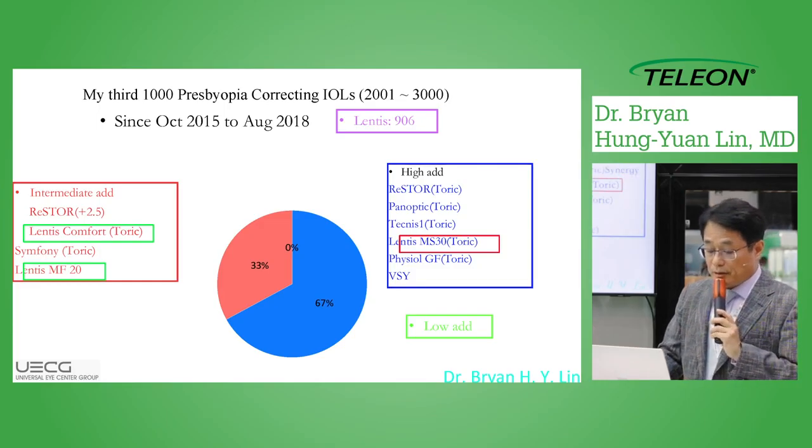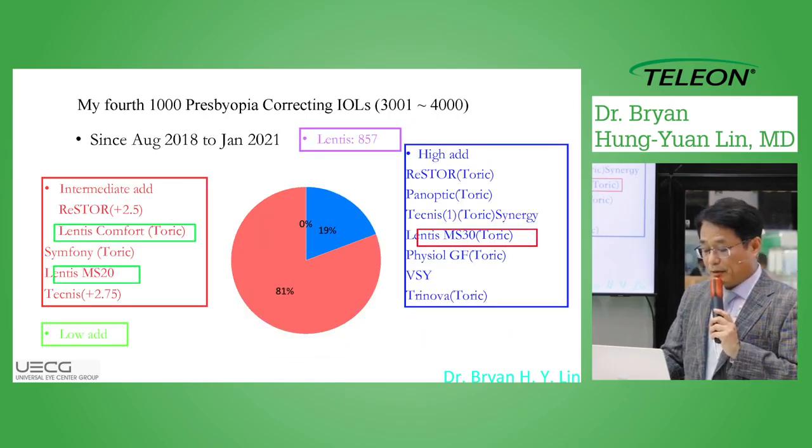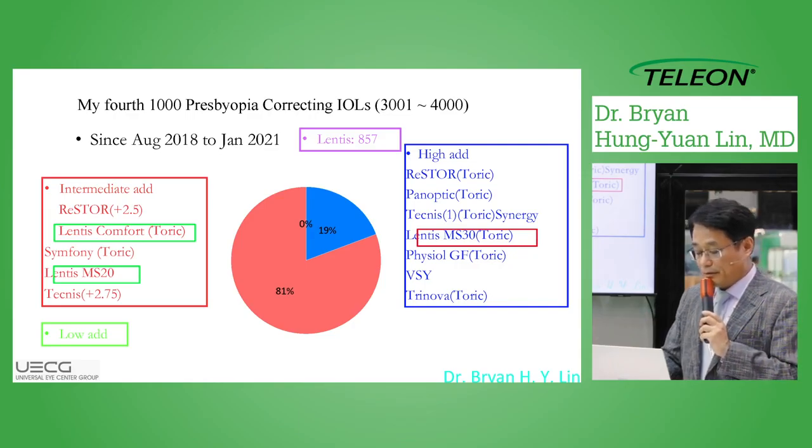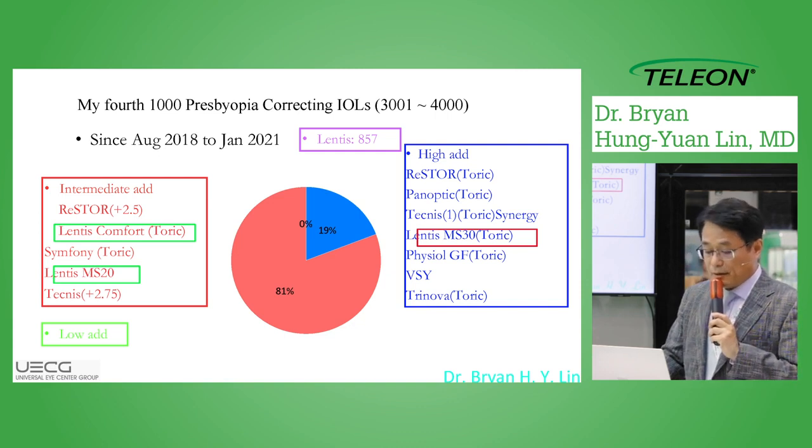I reached my 4,000th presbyopic IOL implantation in 2021. The use of intermediate-add IOLs grew rapidly to 81% of my cases, surpassing the use of high-add trifocal IOLs. LENTIS IOLs were used in around 850 of these 1,000 cases.